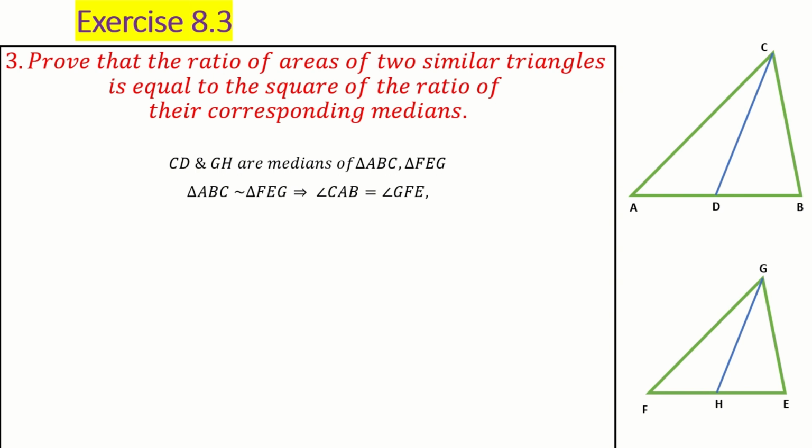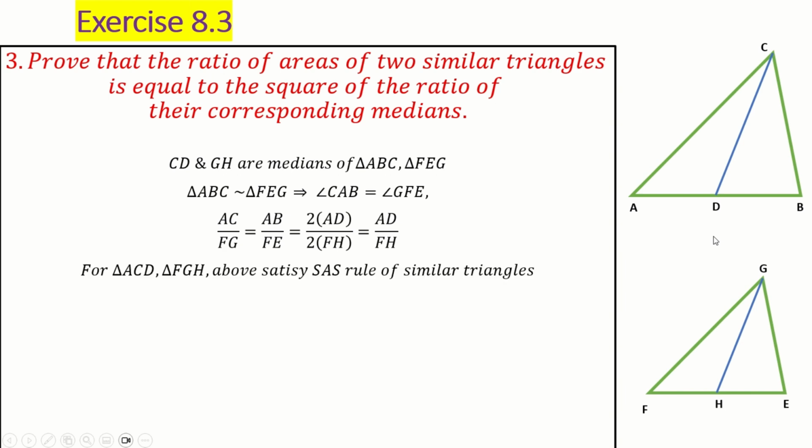Which means angle CAB equals angle GFE, and AC by FG, corresponding sides basically I'm taking, AC by FG equals AB by FE. AB by FE is equal to, AB is nothing but twice AD, 2 AD by 2 FH, which means AD by FH also. Correct? I'm trying to prove both are similar triangles.